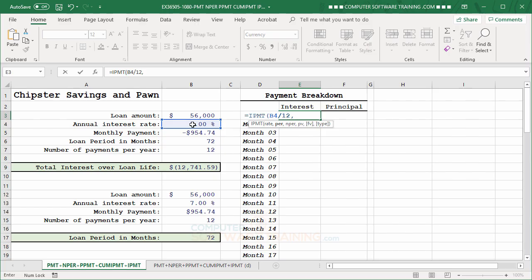Now, it's going to ask for what period you want to see the interest for. We want to see it for period 1. In other words, our first payment, how much of it is in interest. We got 72 payments or 72 months, so each of those months is referred to as a period. So in this case, we need to put in the number 1. The problem though is if we put the number 1 in there and later copy the formula down, that 1 will not change to a 2, to a 3, to a 4, to a 5.